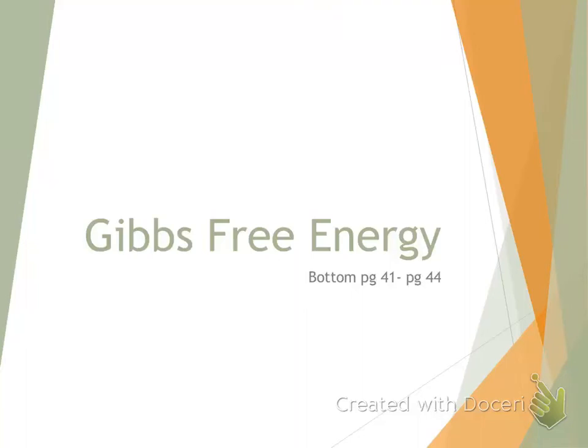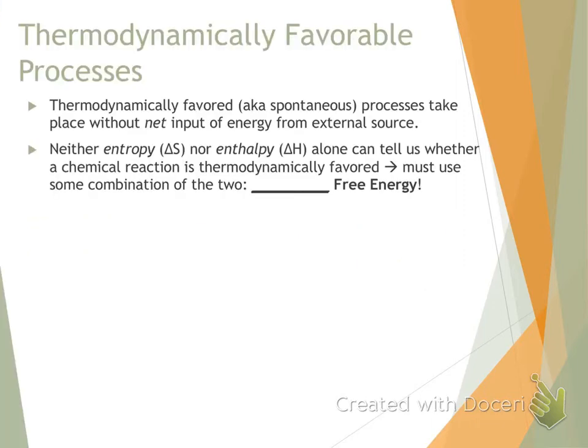Hello, in this video we're talking about Gibbs free energy starting on the bottom of page 41, continuing through page 44. So Gibbs free energy has to deal with thermodynamically favorable processes. If we have a thermodynamically favorable or spontaneous process, that means that it is taking place without any net input of energy from an external source. All the energy that is needed is coming from within that thermodynamically favored process.